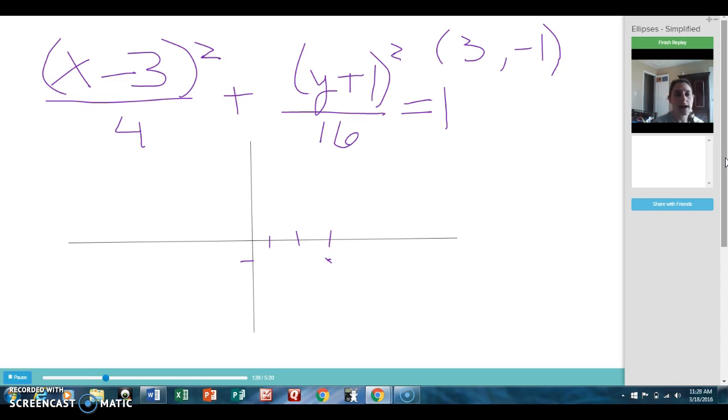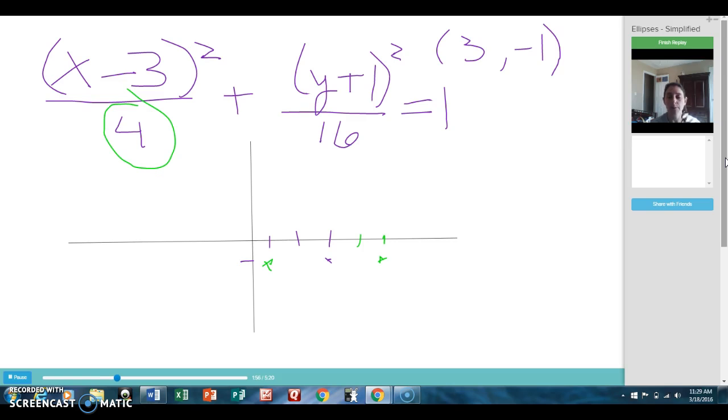Now let's take a look at the number underneath the x, the 4. The square root of that is the radius in the x direction. So if it's 4, then the x radius is going to be 2. So I'm going to go over 2. There, 1, 2, and 2 more over there.